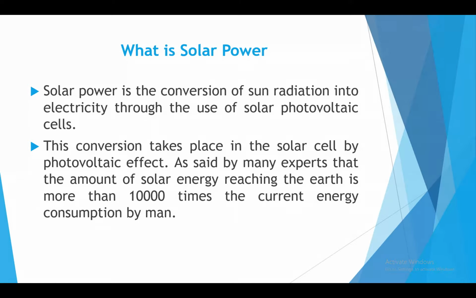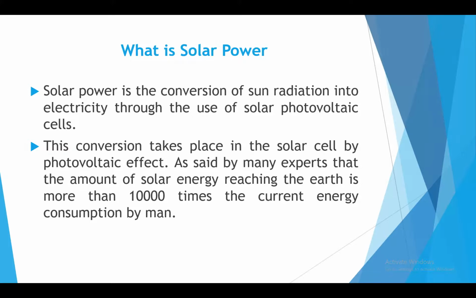Now, what is solar power? Solar power is the conversion of sun radiation into electricity through the use of solar photovoltaic cells or PV cells. This conversion in the solar cell takes place with the photovoltaic effect.